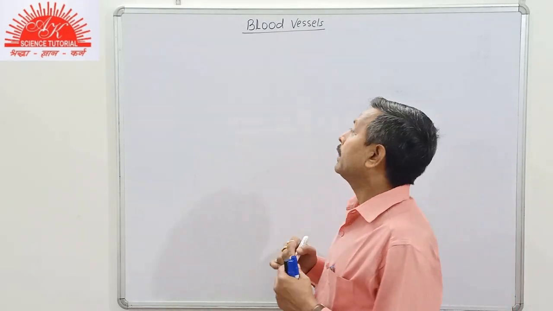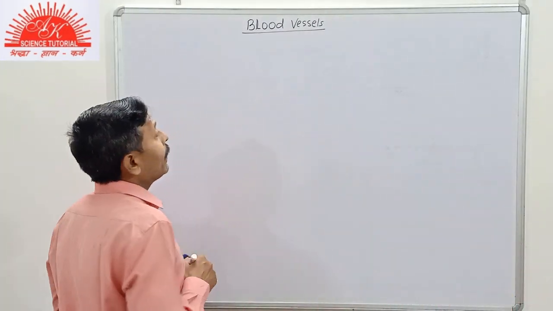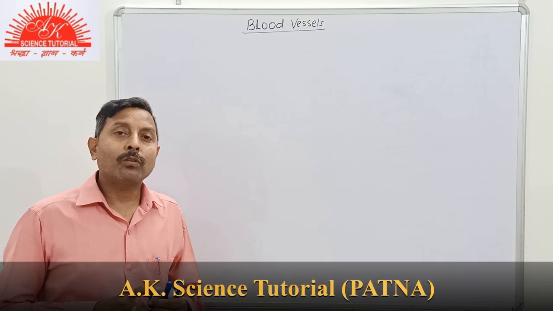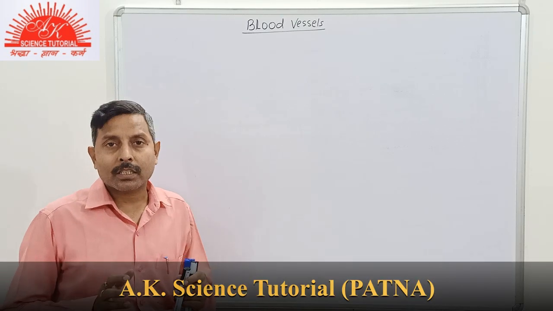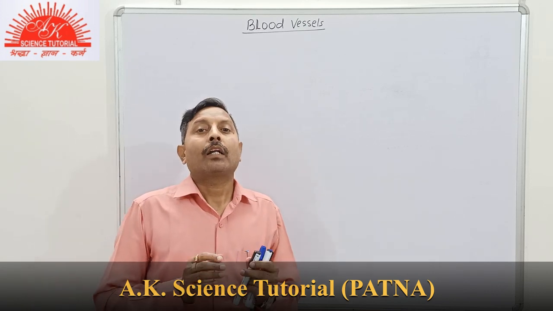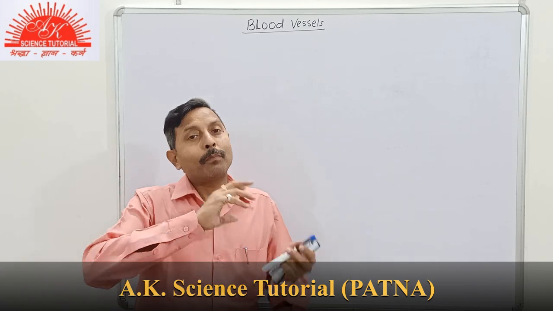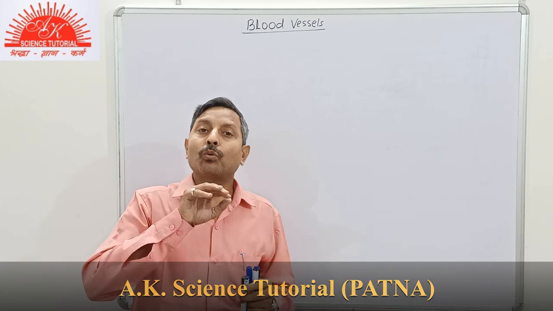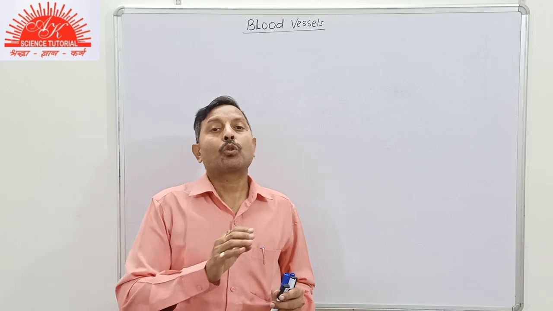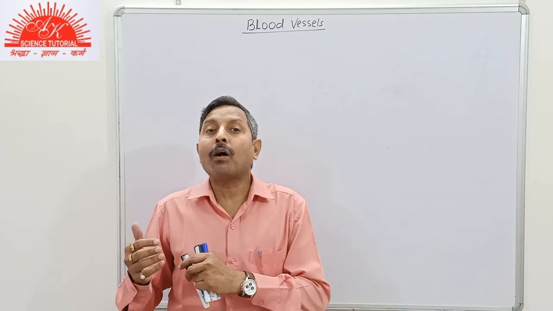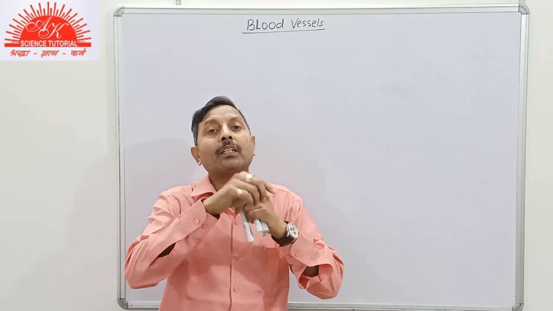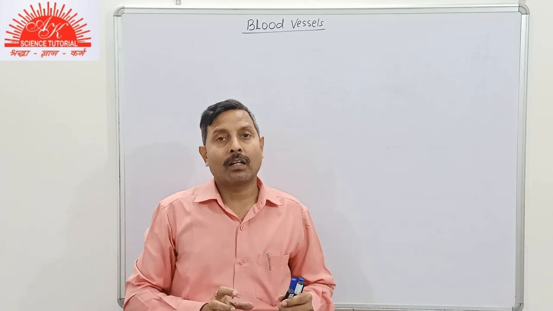Students, in this part we will study the blood vessels. As we know, in the circulatory system the heart is a pumping structure. The blood pumped by the heart passes through the vessels, so we have a closed type of blood vascular system. Blood never comes out into open space. It continues to flow within the closed vessels and the heart.